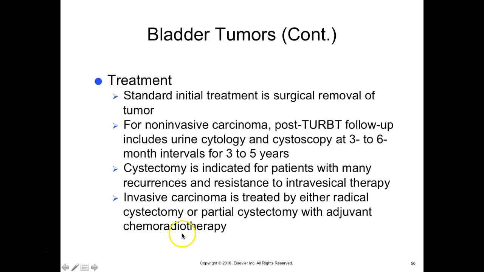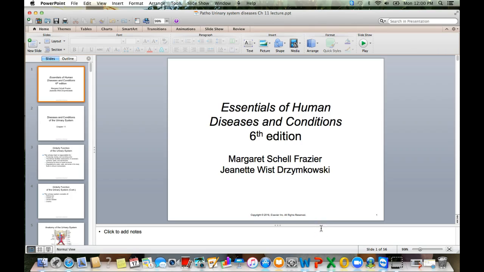followed by chemoradiotherapy. And that is it for Chapter 11. I hope this was helpful.